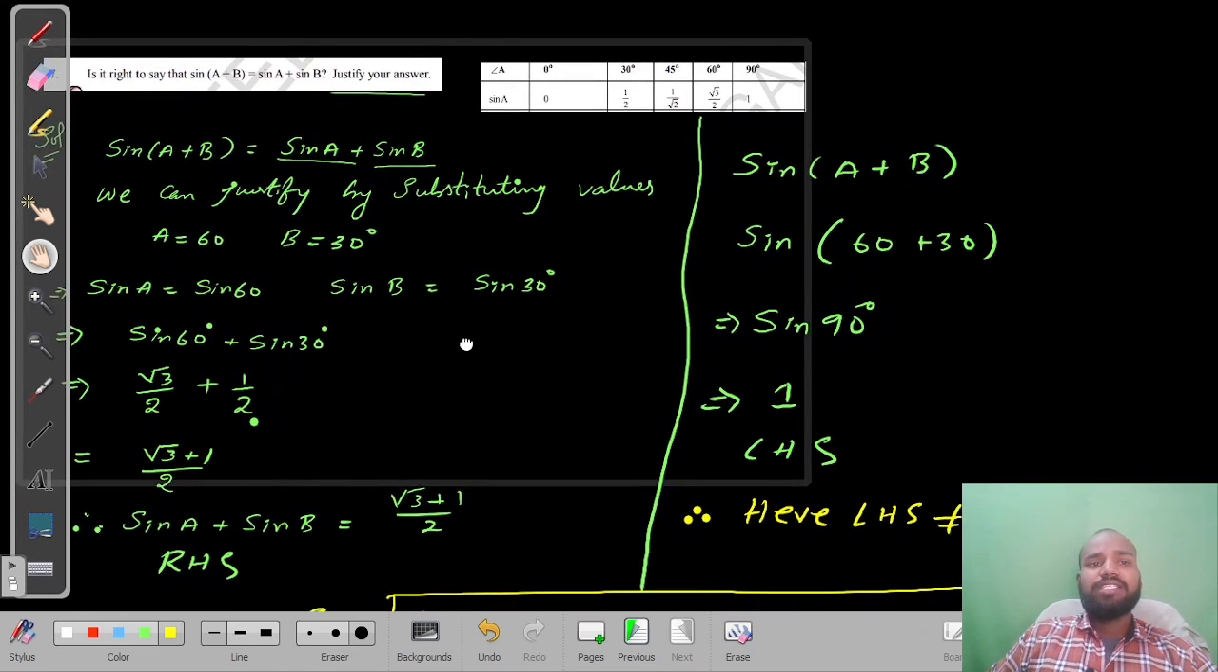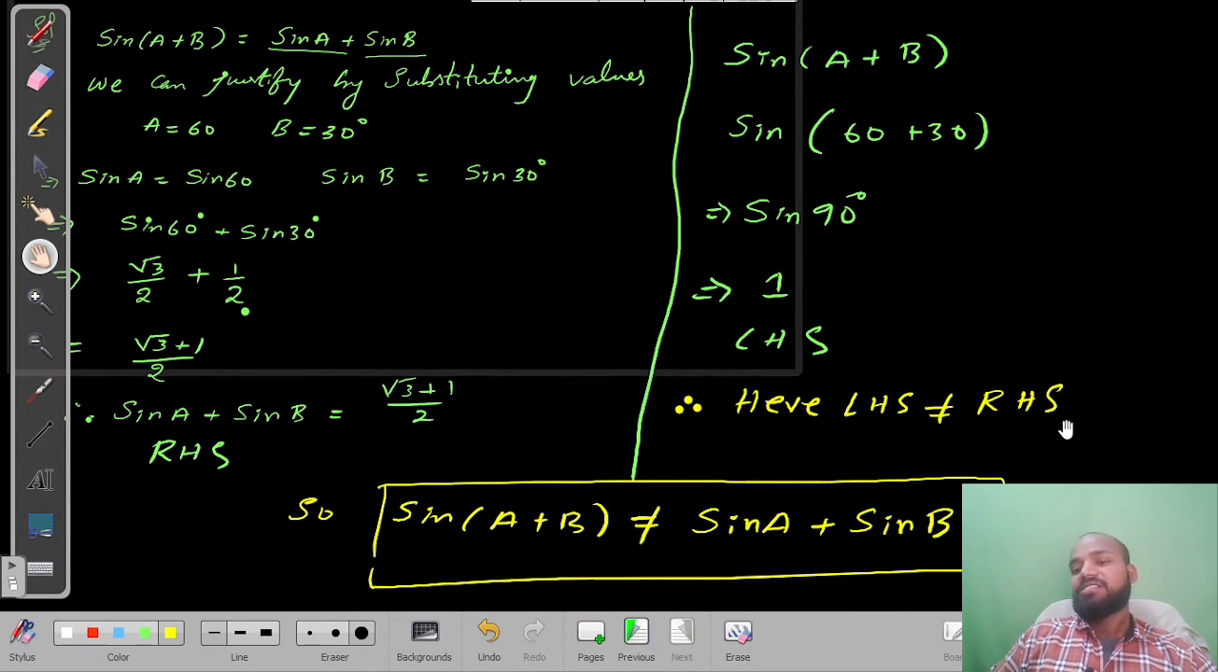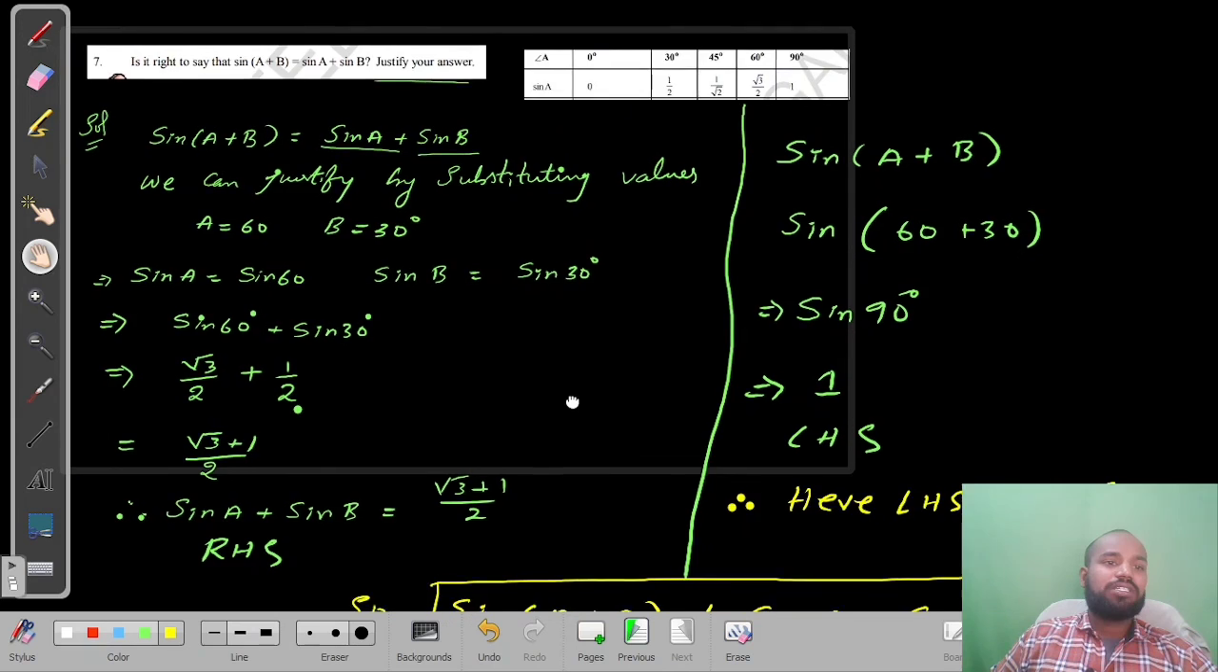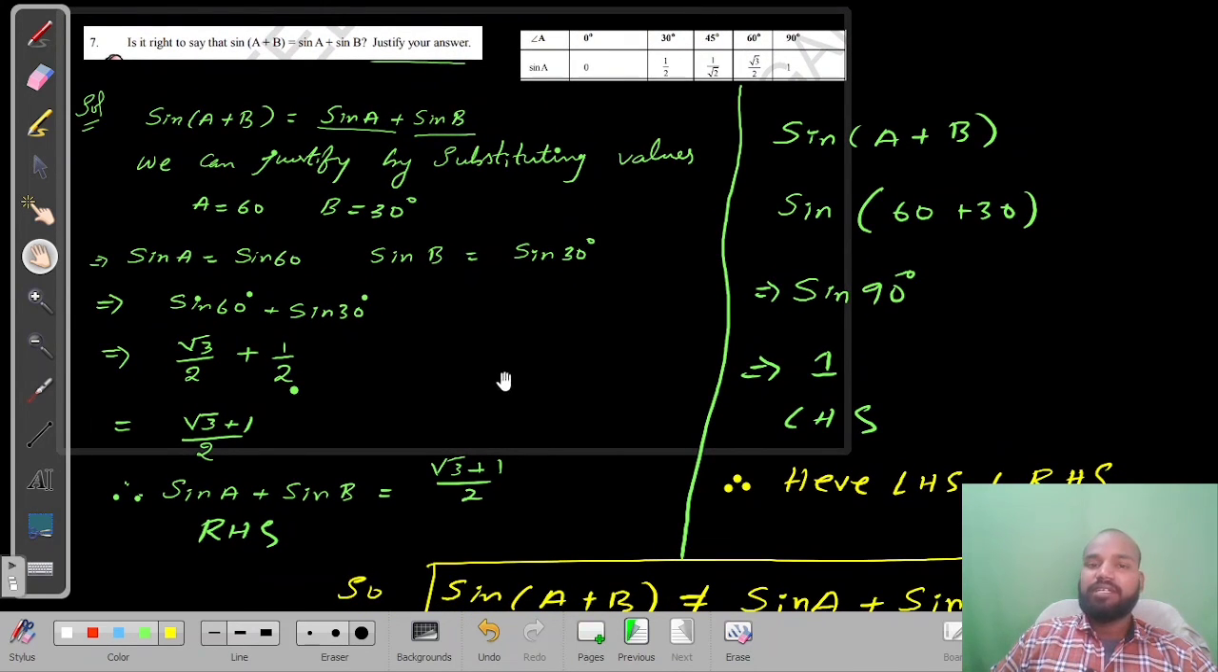Then moving to the LHS side, sine A plus B. A value is 60, B value is 30. That is nothing but sine 90. Sine 90 is 1. So here LHS is not equal to RHS. So we can say that sine A plus B is not equal to sine A plus sine B. So this is your seventh problem of end of the year exercise 11.2.